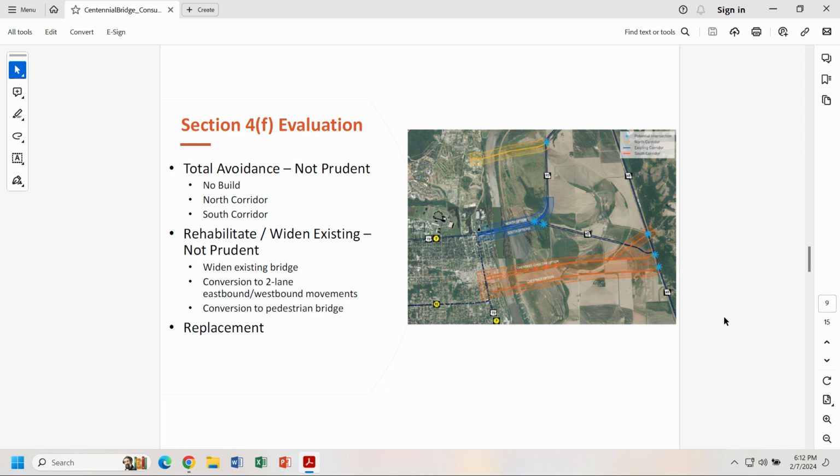And then we heard some comments about, could we keep it and make it a pedestrian bridge? Go ahead and build another bridge for traffic, but keep the existing Centennial Bridge for pedestrians. But there again, we've got the maintenance and the safety concerns associated with that existing bridge. So ultimately, the decision, the most prudent alternative, is to replace the bridge. And again, that's detailed in the 4(f) report, which we'd be happy to share.